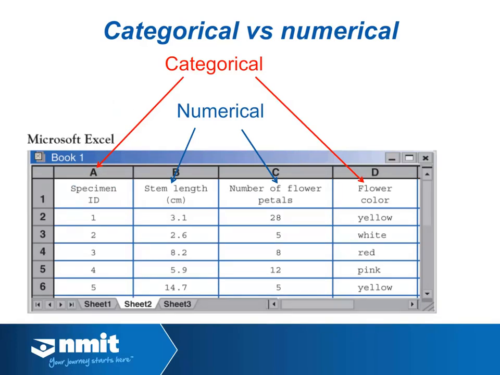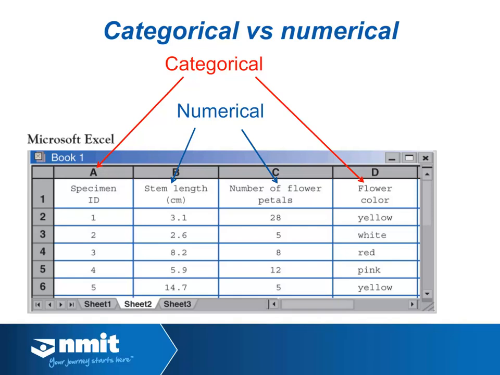Here is a classic spreadsheet which shows both categorical and numerical data. First of all, in row 1, we have the actual variable which is being measured: specimen ID, which is really a code, stem length, so these are flowers or plants, number of flower petals and the flower colour. The categorical data here are those found under the variables of specimen ID and flower colour. So flower colour, we're pigeonholing particular flowers into particular colours.